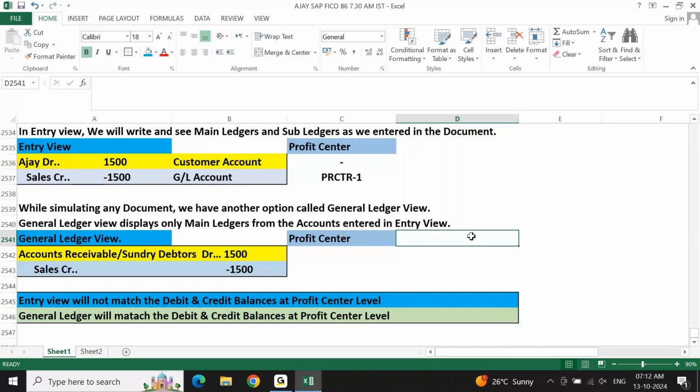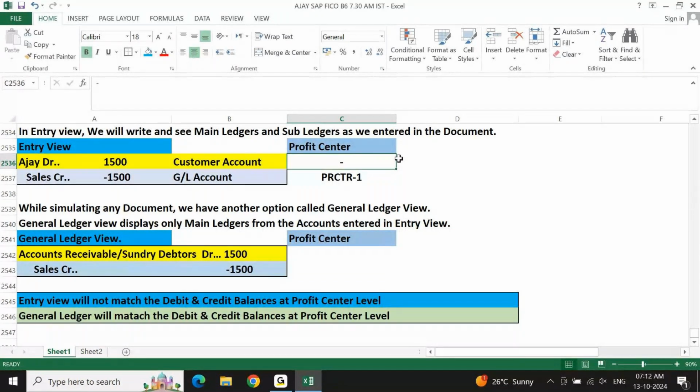what is the first statement telling? Is this going to match debit and credit at profit center level or not? No, this is not going to match. The reason is that in the data entry view, not every account will have a profit center. In this example, the customer account will not have any profit center. Am I correct? Yes, sir. That is why this is not matching at entry level.